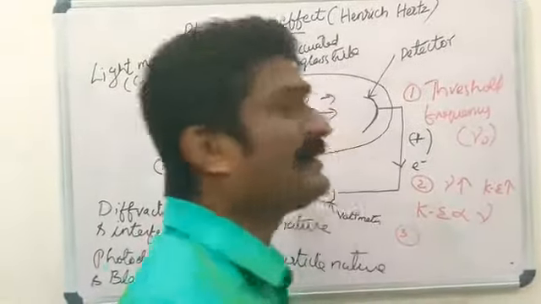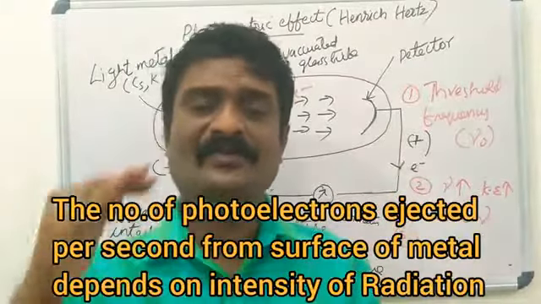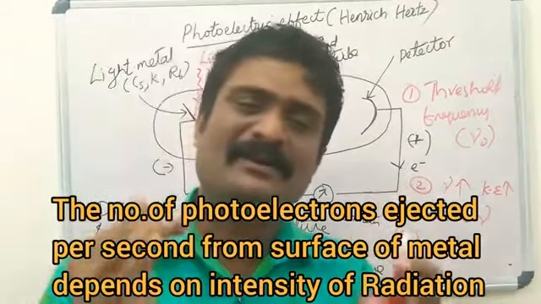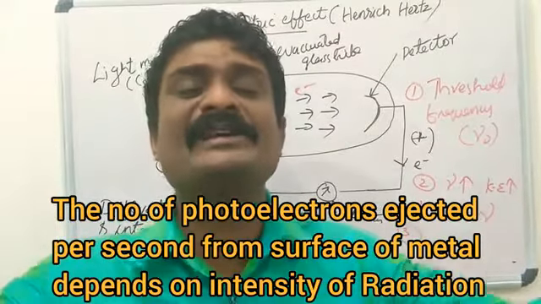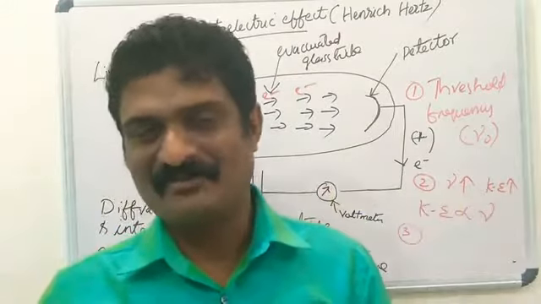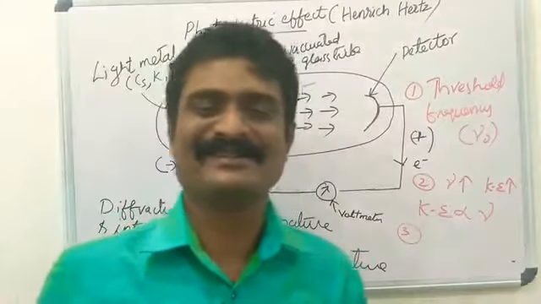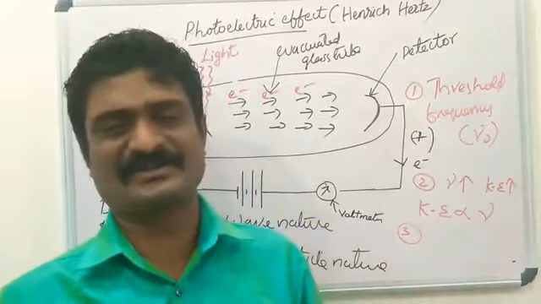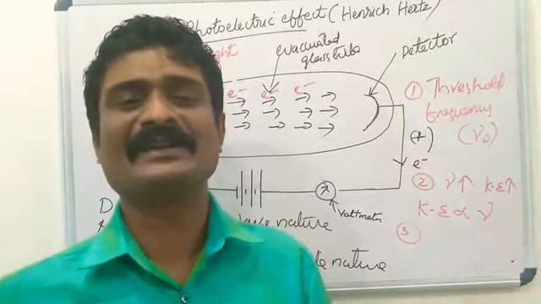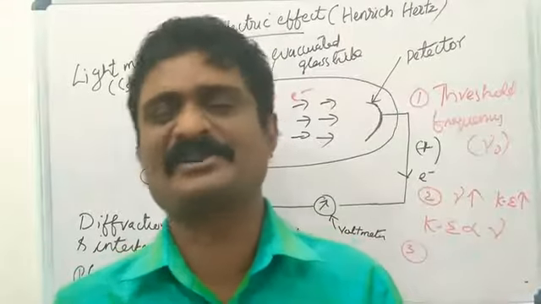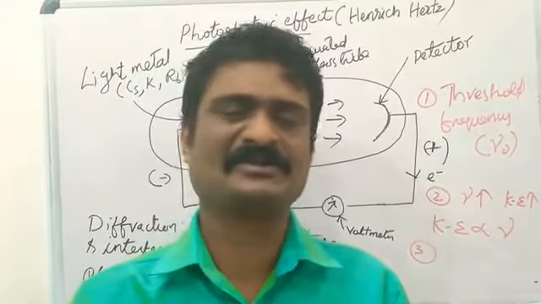Okay. Third observation, the number of photoelectrons ejected per second from the surface of metal depends on intensity of radiation. When intensity of incident radiation increases, the number of photoelectrons ejected per second from the surface of metal also increases. All these observations could not be explained using electromagnetic wave theory of light.